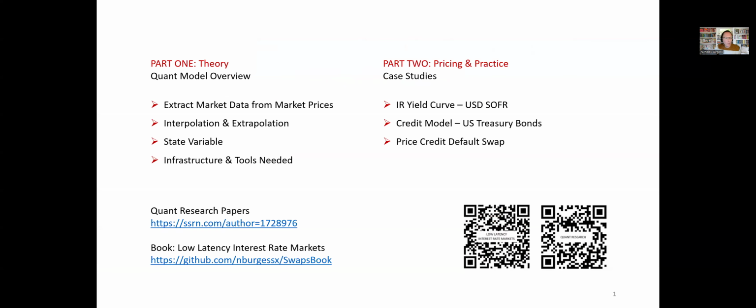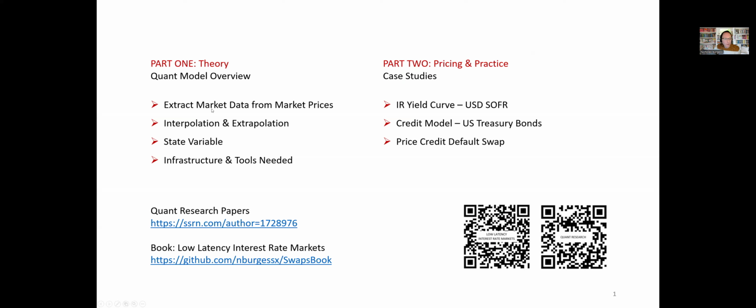So part one, I'm going to give you an overview of what quant models are and what they do. Part two, I'll show you the pricing and practice. So quant models, what are they? What do they do? For pricing and risk purposes, given a set of market prices, we want to extract the market data used to price those products. So it's working out and extracting market data from market prices.